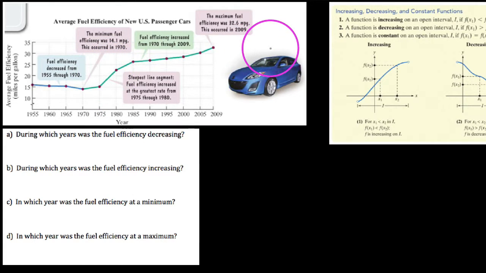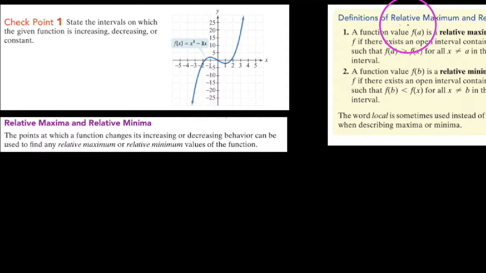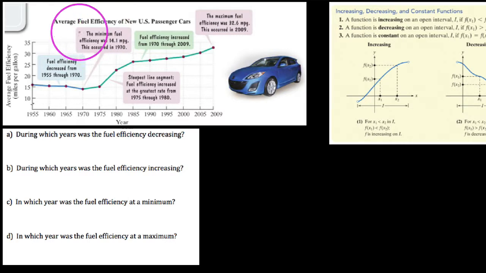But in this video, we're going to focus on what we mean by a graph increasing, decreasing, or being constant, as well as what we mean by relative and minimum and maximum values. Okay, so let's start with this. We have the average fuel efficiency of new U.S. passenger cars, and I like this graphic. We can see that the year is our independent variable, going by 5 since 1955, and then the average fuel efficiency.